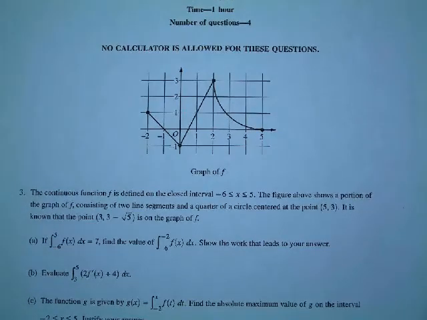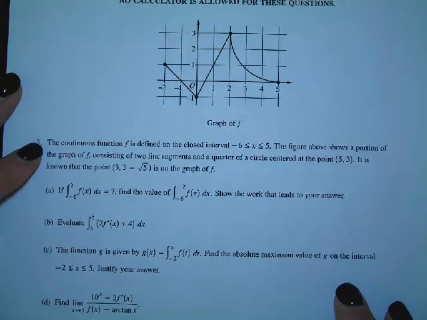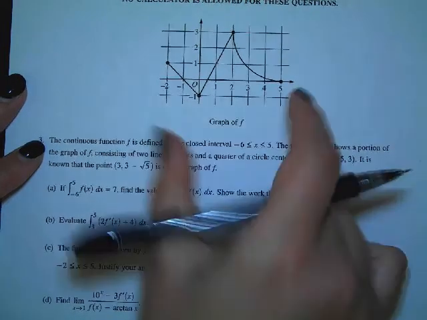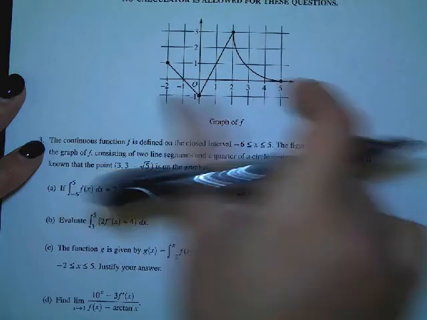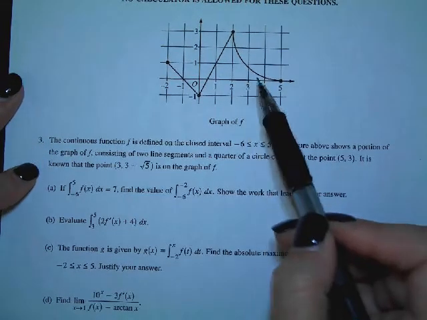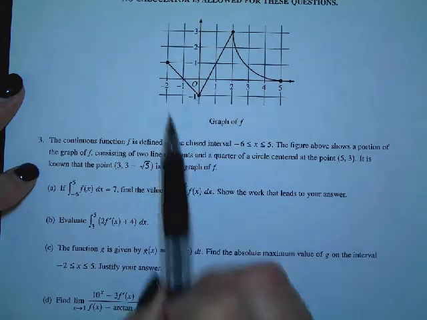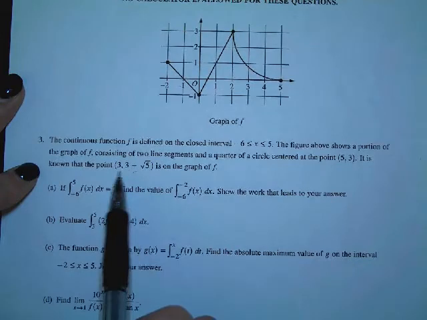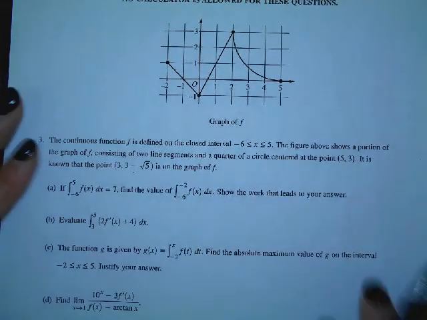This is the third FRQ for the 2019 BC exam. They give you a continuous function that is defined on the interval from -6 to 5. And if you notice, that's not this picture. This picture is from -2 to 5. So the figure above shows a portion of that, and you have line segments, a quarter of a circle centered at (5, 3), and then they gave you this point. So we're going to be using all of that information.